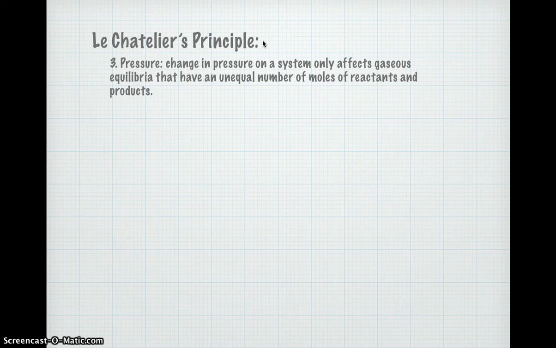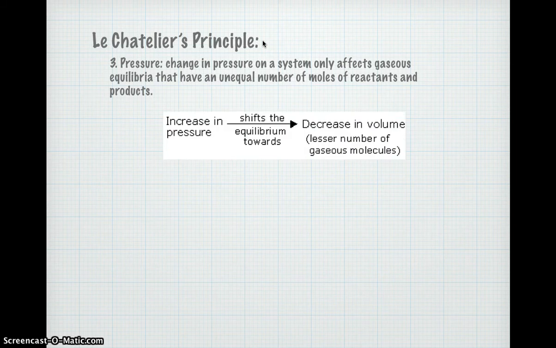Changing the pressure on a system only affects gaseous equilibria that have an unequal number of moles of reactants and products. That's a pretty important concept. Only affects gases, and they better have an unequal number of moles of reactants and products. If they're equal or if they're not a gas, you're not getting a change. You're not getting an effect. Okay? So if you increase in pressure, it shifts the equilibrium toward decreasing the volume because you have a lesser number of gaseous molecules.